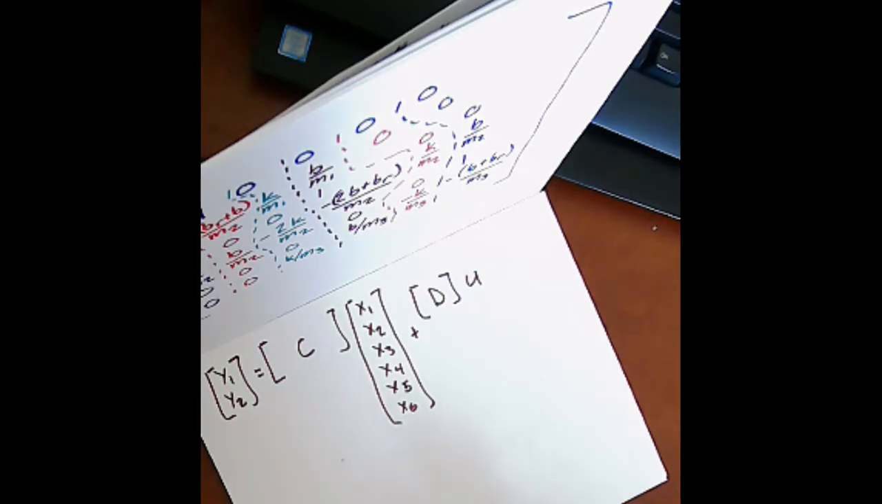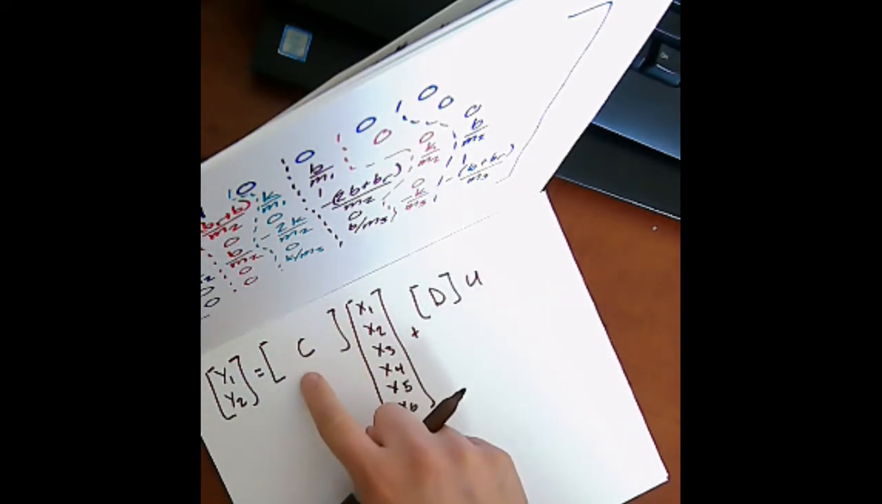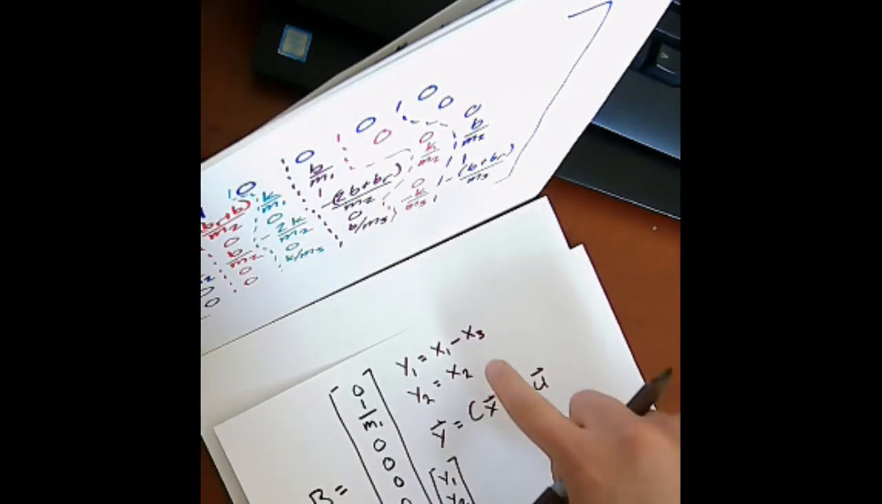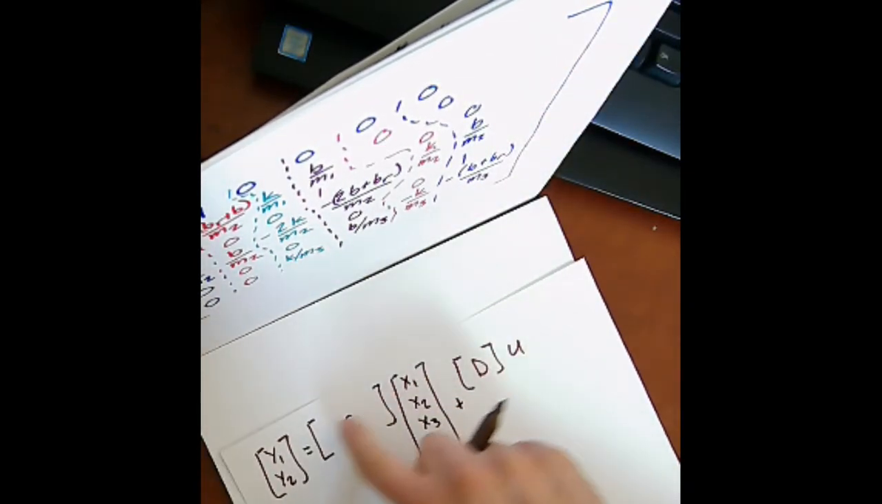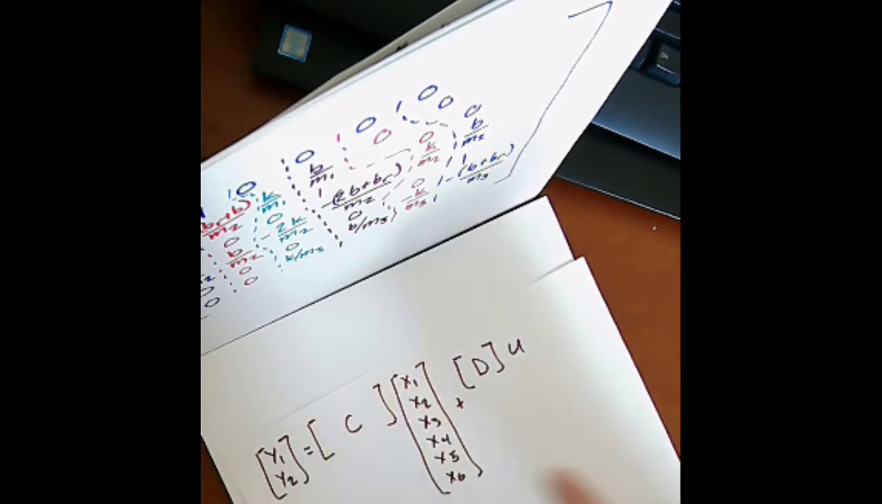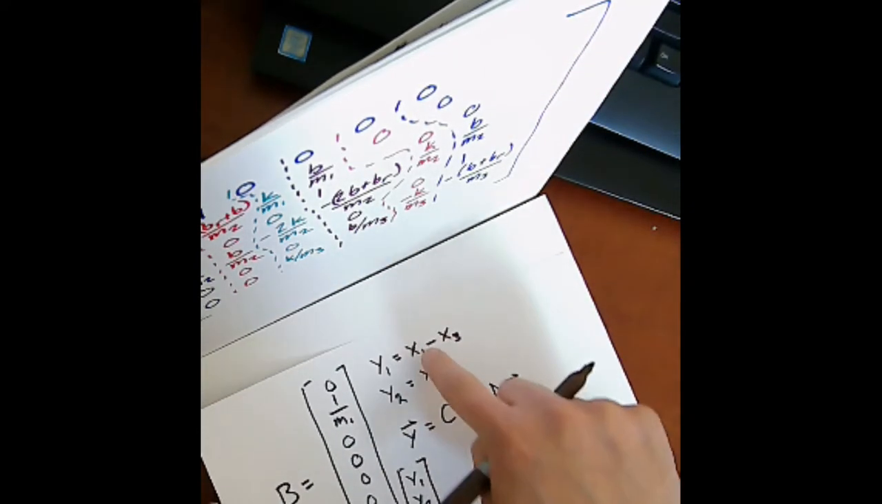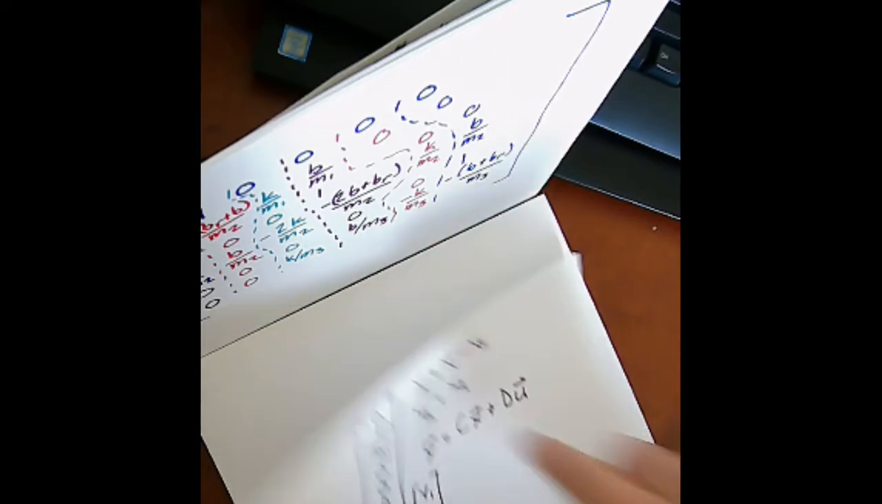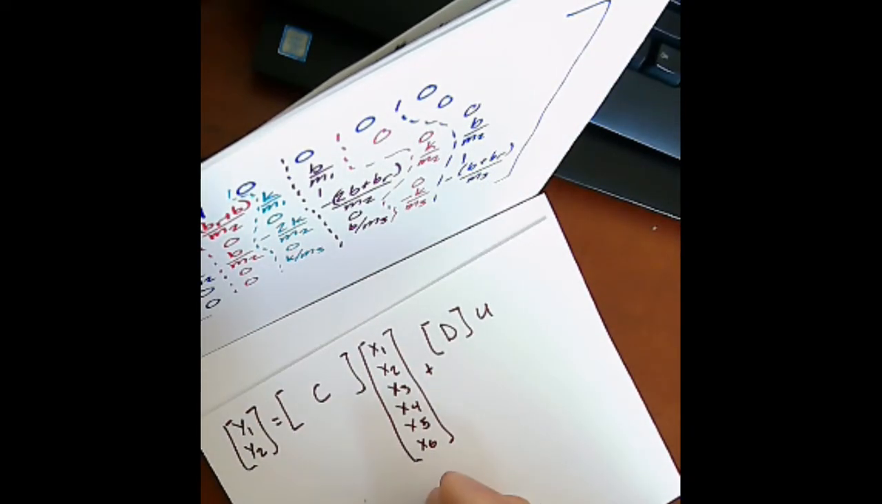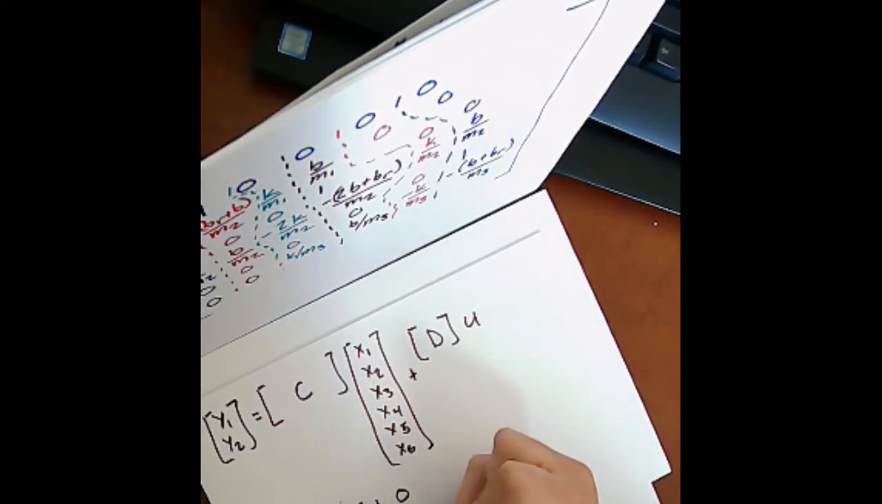Remember, if we're looking at this equation, I want to make C. This is x1, so all of my first column should be my x1. I got an x1 here. That's 1, 0. So C should equal 1, 0. Okay, x2, 0, 1.